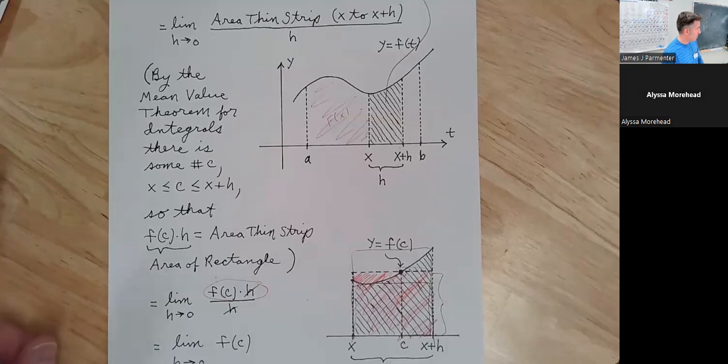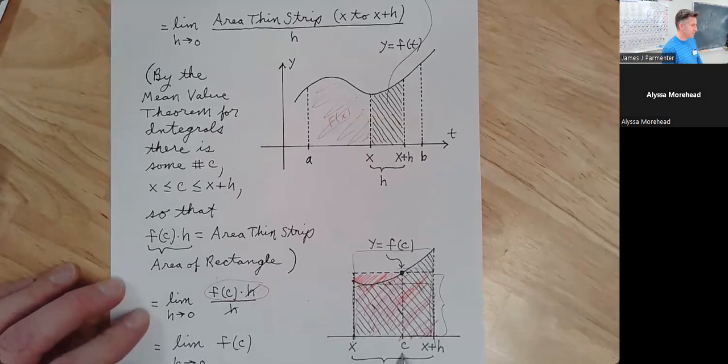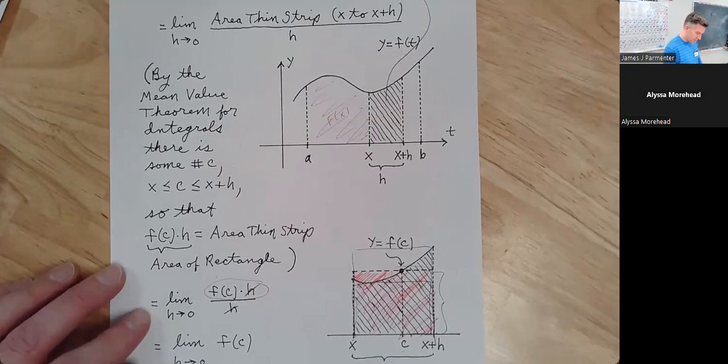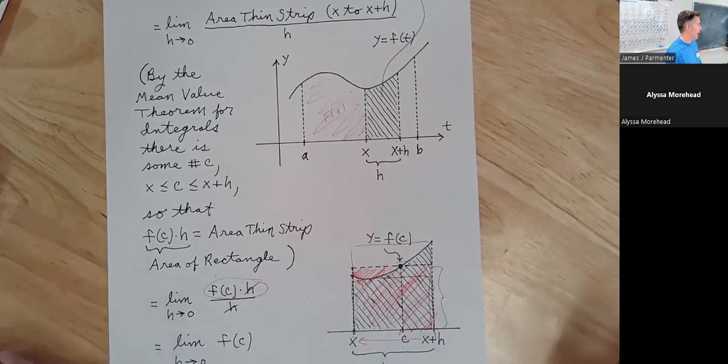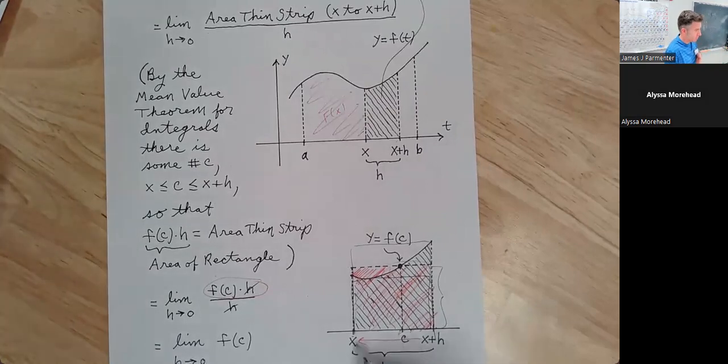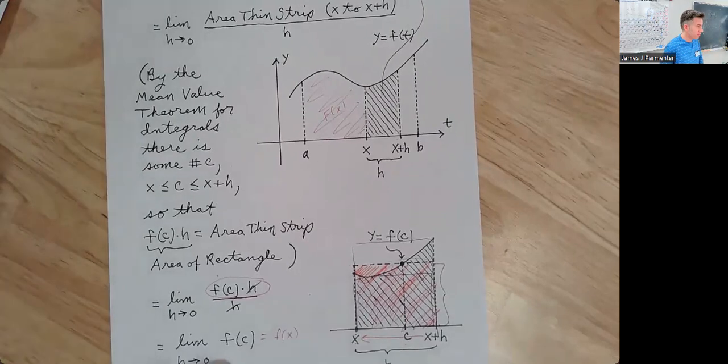And now check this out. If we take the limit as h goes to 0 of f of c, well, look where c lives. c lives between x and x plus h. So if h is going to 0, that means this point here is going over to that point there, and c is going to get smashed over to x because it has nowhere else to go. If c is between x and x plus h, and x plus h is getting closer and closer to x because h is going to 0, then c is getting closer and closer to x. So this ends up equaling f of x.